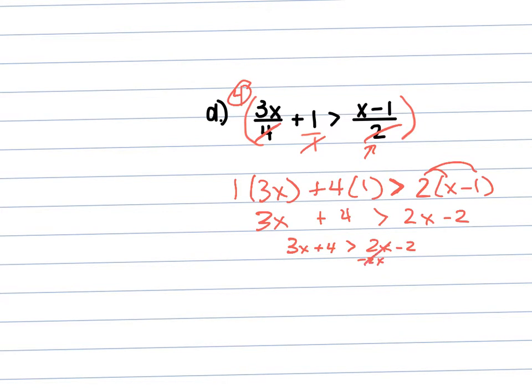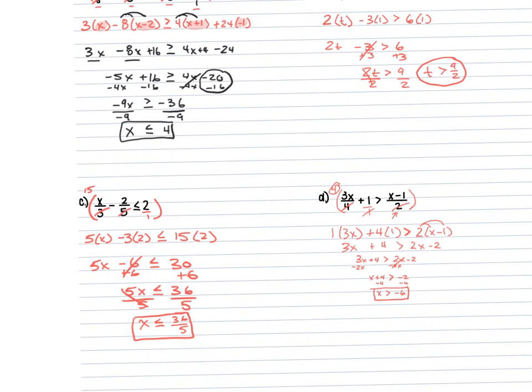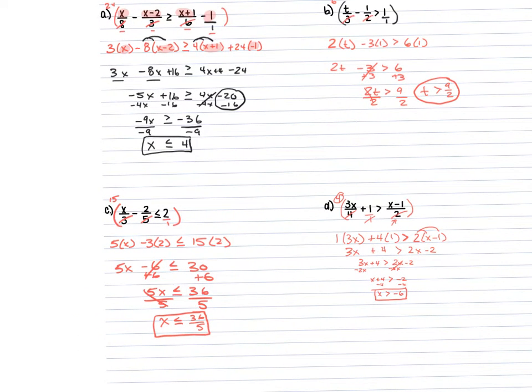Let's subtract 2x from both sides. And we get x plus 4 is greater than negative 2. Let's subtract 4 from both sides. And we get x is greater than negative 6. Done and done. Okay, so for the next slide, we're going to see a lot of decimals, and it looks really crazy at first, but actually they're really not that bad at all.